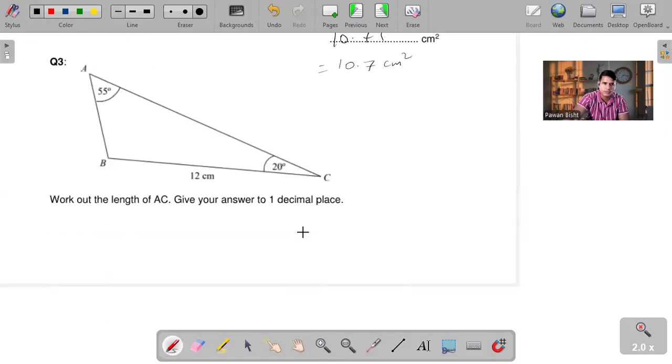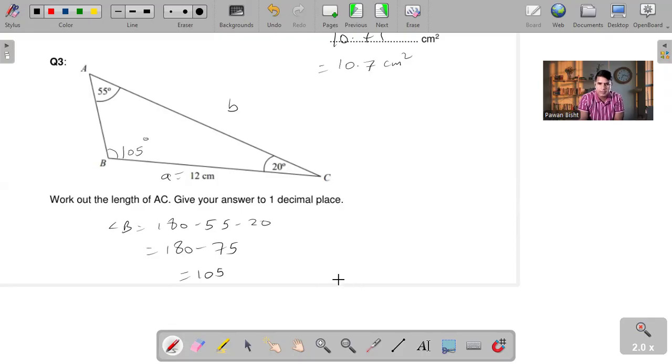Now question number 3. Work out the length of AC. Okay, so we have to find the length of AC. Where is AC? This one. The side opposite to angle A is small a, side opposite to angle B is small b. We have to find this b. We know these two angles, 55 and 20. Can I find angle B? So first we find angle B. Angle B will be 180 minus 55 minus 20. So 180 minus 75 is equal to 105 degree.